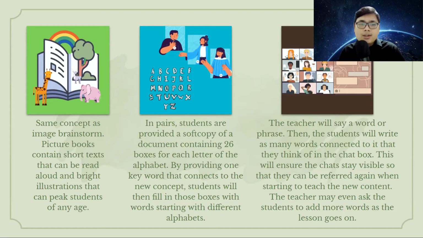In pairs, students are provided a soft copy of a document containing 26 boxes for each letter of the alphabet. By providing one keyword that connects to the new concept, students will then fill in those boxes with words starting with different alphabets. This way, students will have a wide range of new words or keywords and vocabularies that you can use to teach them the new content.